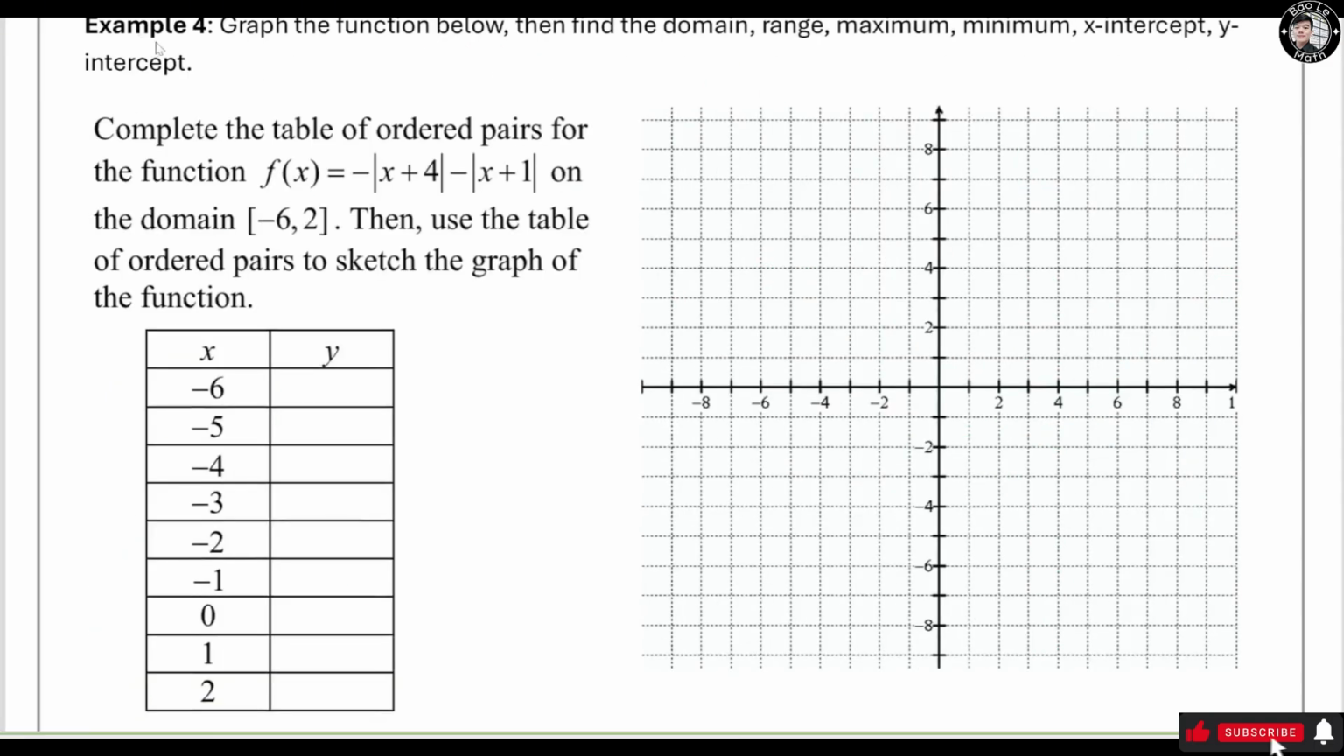Now let's move on to example number 4. Graph the function below, then find the domain, range, maximum, minimum, x-intercept, y-intercept. Remember, the domain is going to be negative 6 to 2. Now, if you substitute x values into this function, then you're going to get the following values. Now, you just plot these ordered pairs on the x and y coordinate right here. You're going to get the following graph.